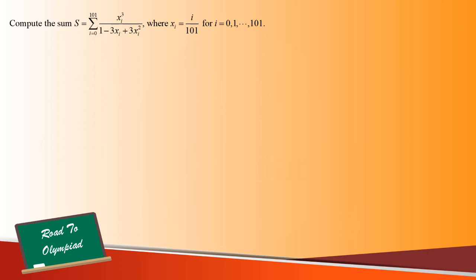Welcome to RTO. Consider the following problem. Compute the sum S is equal to the summation of x_i cubed over 1 minus 3x_i plus 3x_i squared, where i runs from 0 to 101 and x_i is equal to i over 101 for i is equal to 0, 1 until 101.